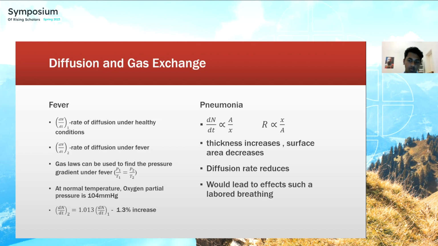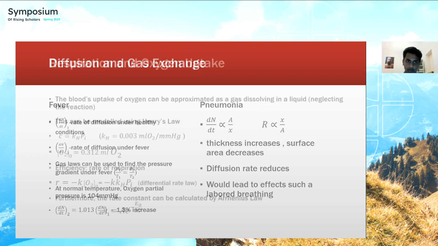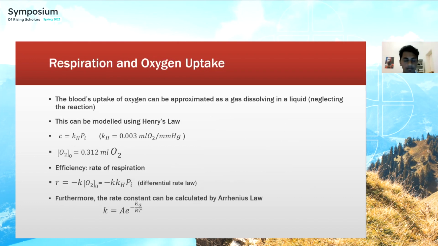This decreases this ratio, and so the diffusion rate itself will decrease. The resistance, on the other hand, will increase, and as we said before, this will make you experience more labored breaths, which is a common symptom of pneumonia and evidence that this part of the model predicts accurate results. And so the final component that I analyzed was respiration and oxygen uptake. Again, this is a fairly straightforward efficiency measure.